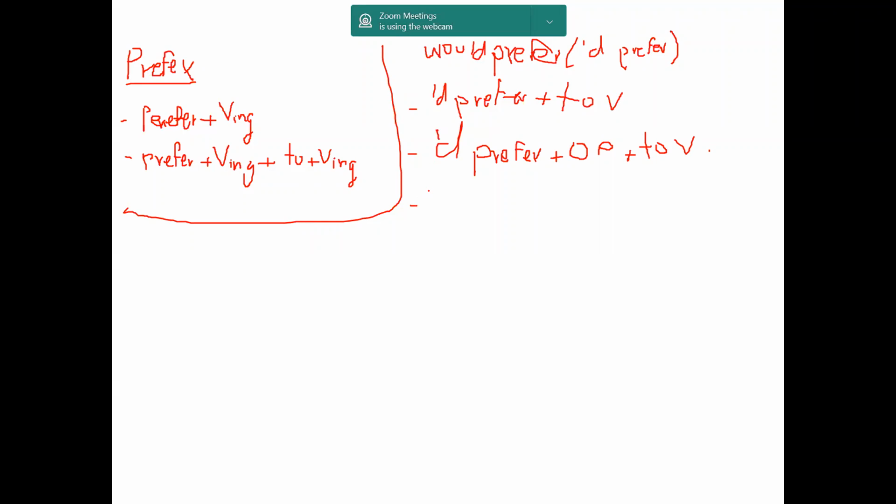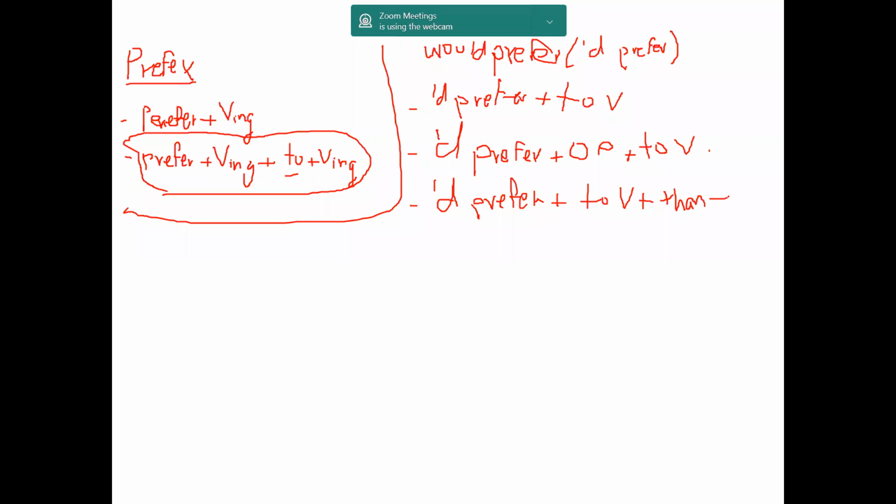So this one, we can also use would prefer to compare, like prefer. But with the word prefer, if you want to compare, we use to, right? With would prefer, if you want to compare, we use than. So we can use would prefer plus to verb, to infinitive, and then plus than, and then plus to verb. You see, when we want to compare with prefer, we use to, but with would prefer, we use than.